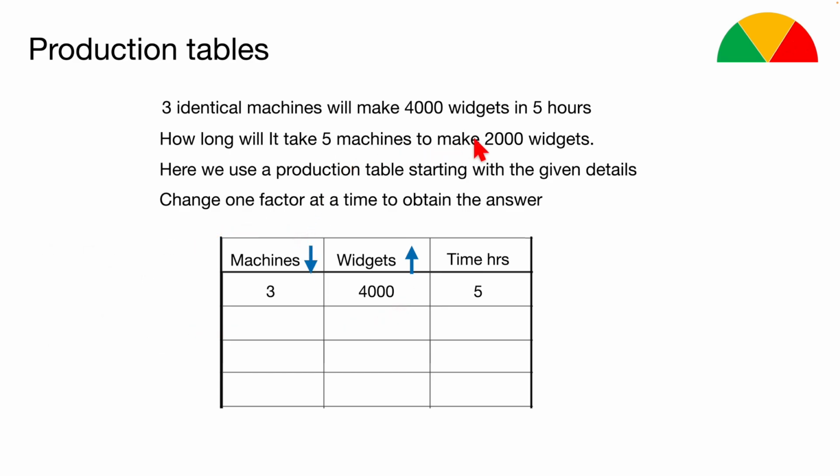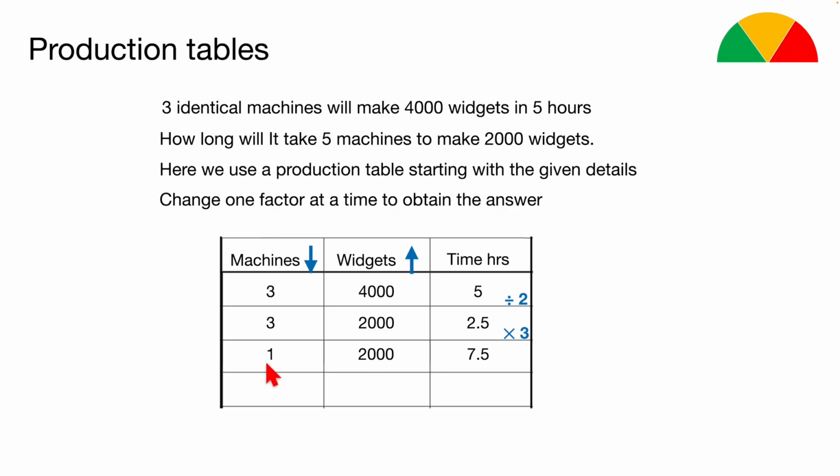We want to make 2,000 widgets, so I will reduce this to 2,000. So I'm only doing half the work, and it's only going to take half the time, still with 3 machines. I want to use 5 machines, but I'm currently using 3. So I'll find out what 1 machine does, then multiply by 5. So I'll reduce the machines to a third. I have to increase the time by 3. We're still making 2,000 widgets.